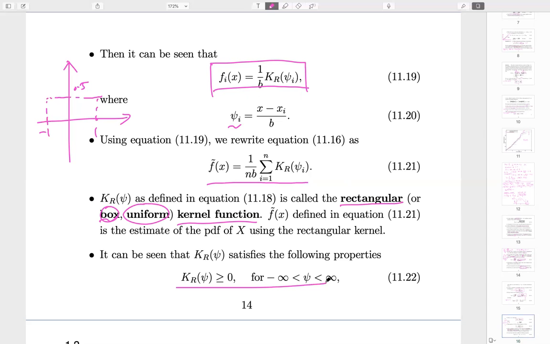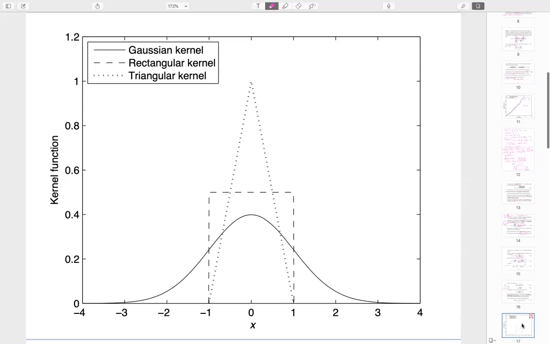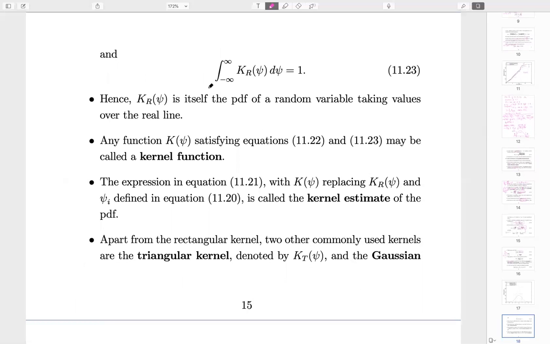So first of all, it's a density, so it should be greater than or equal to 0. And this is a graph. And the integral should be 1. That's our original definition for a PDF. There are two properties: it should be non-negative, and the integral over the real numbers should be 1. So it's actually a PDF itself. A kernel is a PDF itself. Any PDF can serve as a kernel.